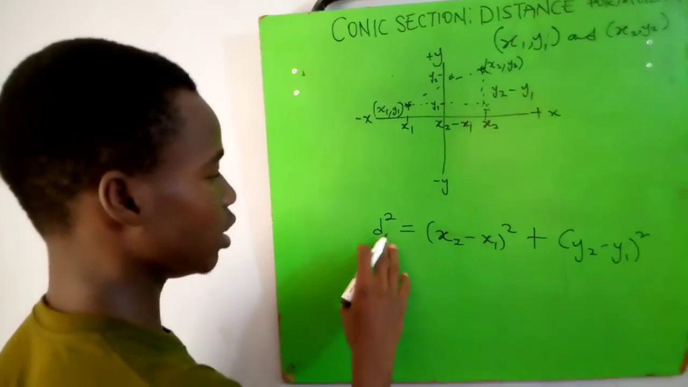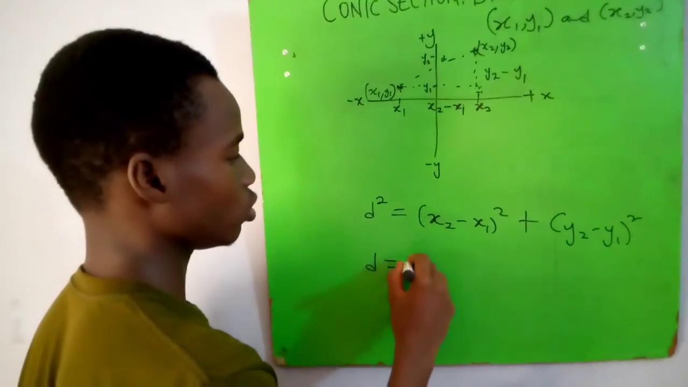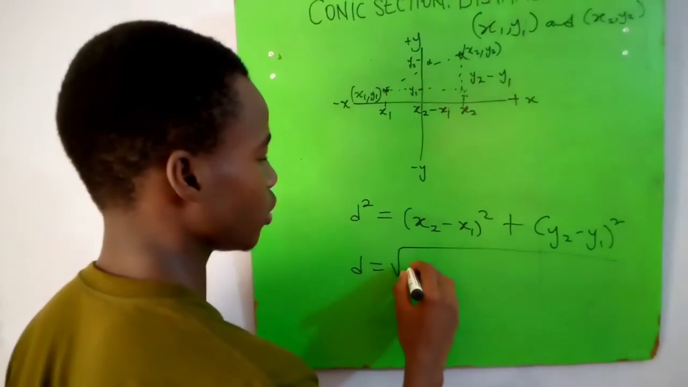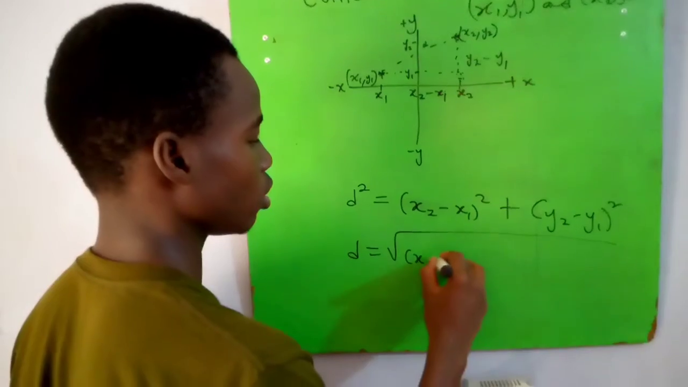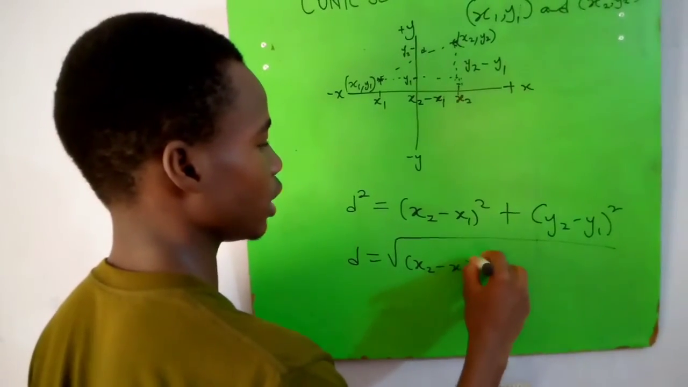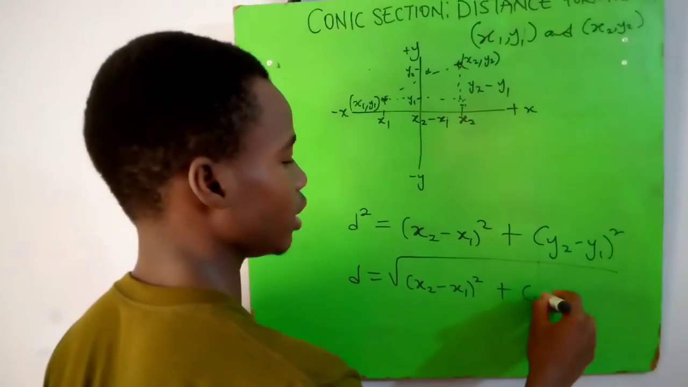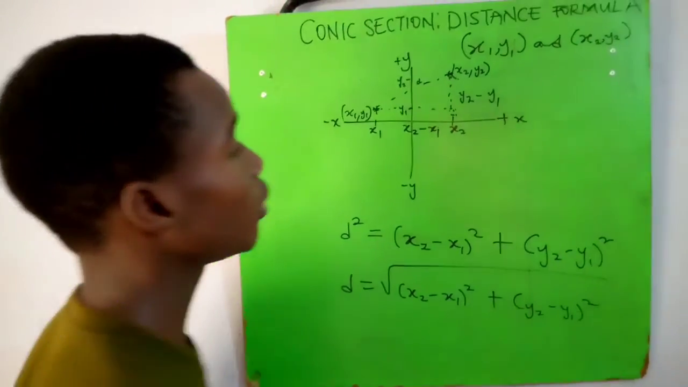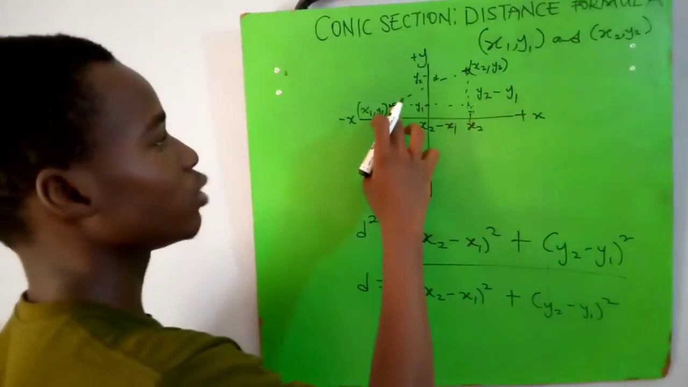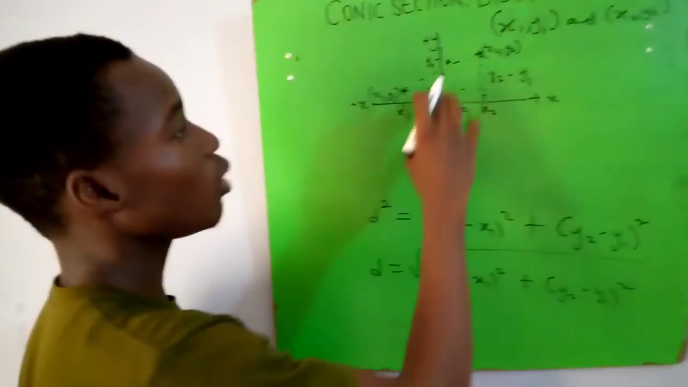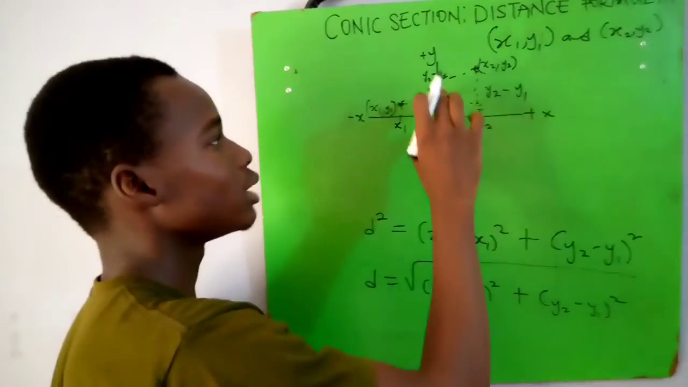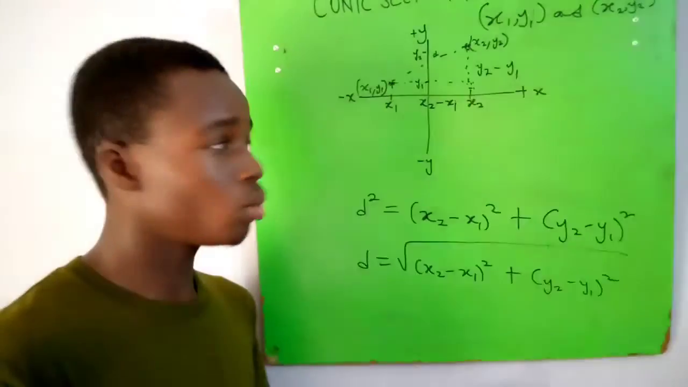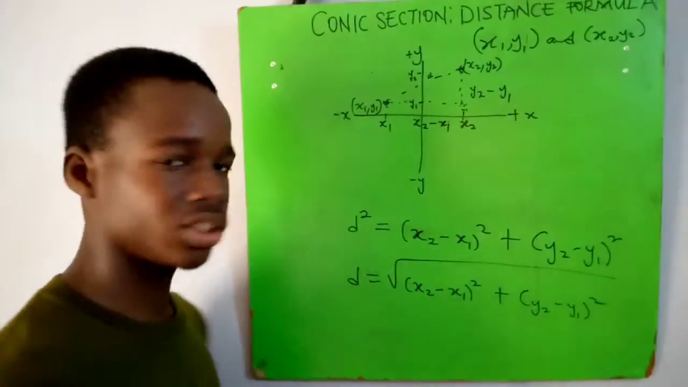So how do we get d? d equals the square root of everything here. So d equals the square root of (x2 minus x1) squared plus (y2 minus y1) squared. So this is how we arrive at the formula. This is how we have 2 points, and this is how we look for the distance between 2 points. Now we have understood how we got the formula. Let's try and solve one question.